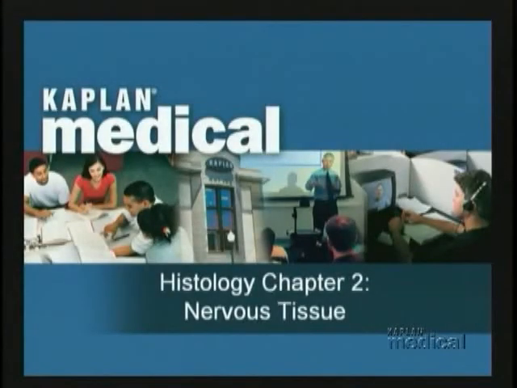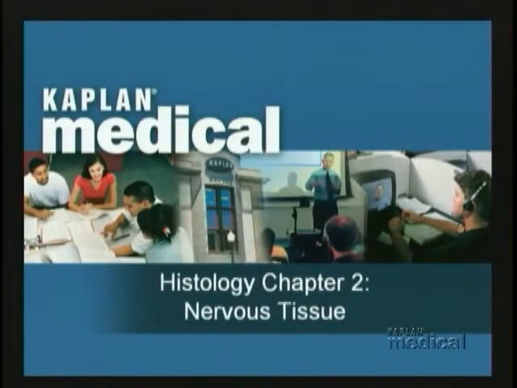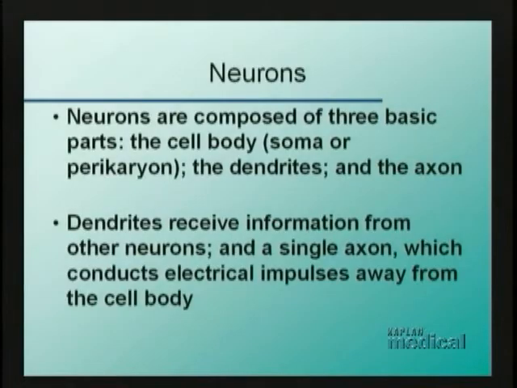I'm Dr. White, and now let's continue our tour of histology and cytology, beginning with Chapter 2, looking at each of the individual tissue systems of the body. Chapter 2, as we see in this first slide, is going to deal with nervous tissue. And fundamentally, when we talk about nervous tissue, we're illustrating the histology of neurons.